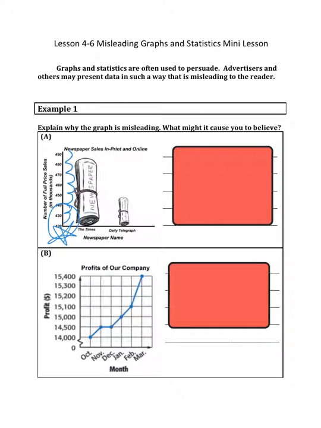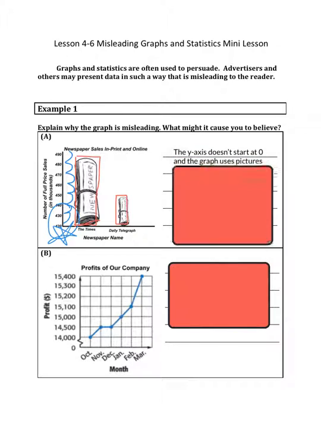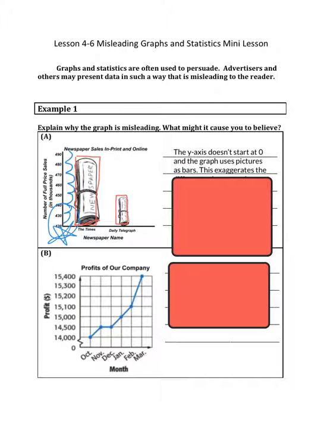The other thing that I want you to notice is that if these were bars, notice this bar, since it's a picture, is actually a lot wider than this bar because it's a smaller picture. And that little bit will actually be misleading as well. So what is misleading about this graph? Well, the y-axis doesn't start at 0, and the graph uses pictures as bars. And why is that a problem? Both of these things really exaggerate the differences between the two companies.